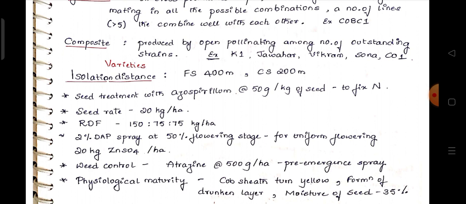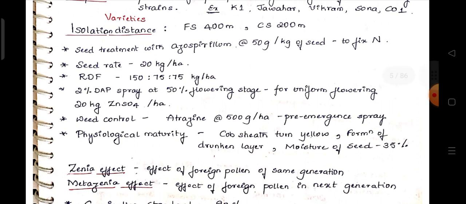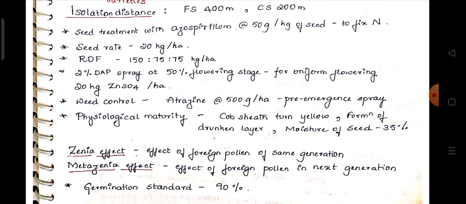Seed treatment with azospirillum at the rate of 50 grams per kg of seed to fix nitrogen. Seed rate is 20 kg per hectare. The recommended fertilizer dose is 150, 75, 75 kg per hectare. A 2% DAP spray at 50% flowering stage for uniform flowering, and 20 kg zinc sulfate per hectare are recommended agronomic practices. Weed control with atrazine at the rate of 500 grams per hectare as a pre-emergence spray.